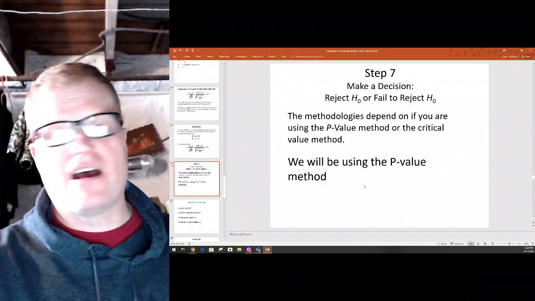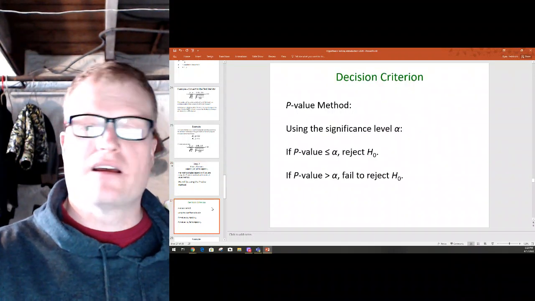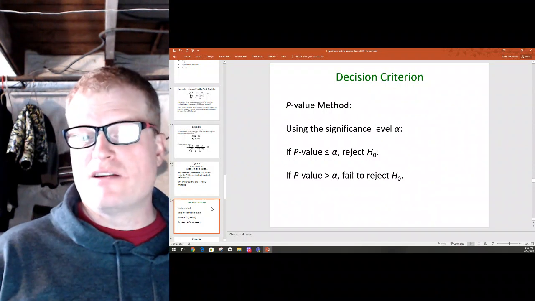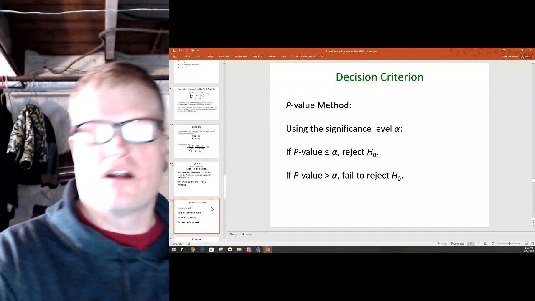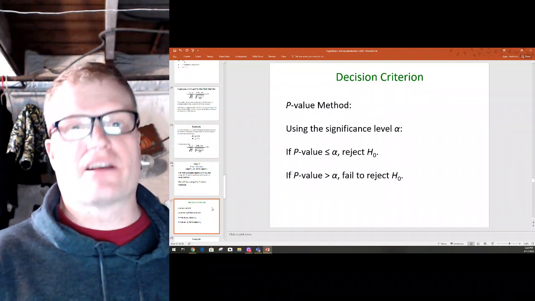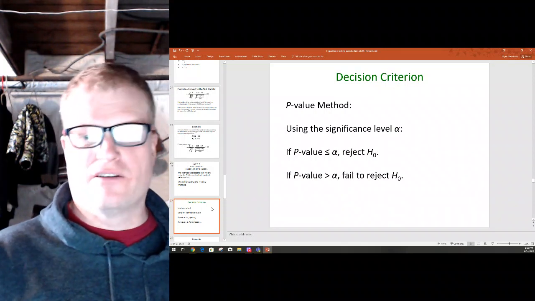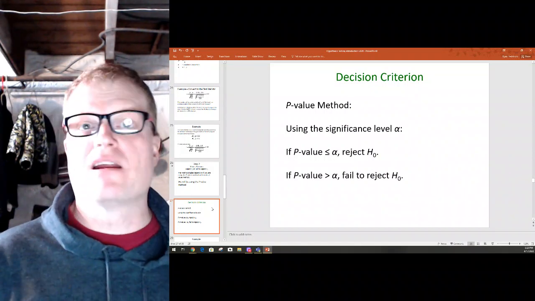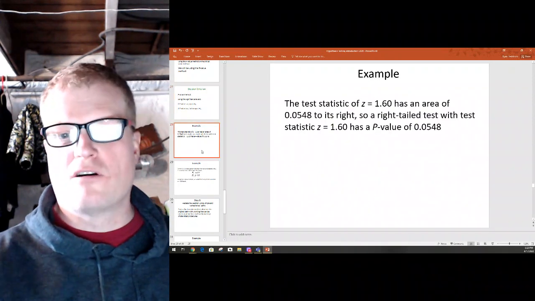But this p-value is going to be a decimal. It's going to be between 0 and 1. And you're going to compare that p-value to your alpha. Now, if your p-value is less than or equal to your alpha, you're going to reject the null. If your p-value is greater than your alpha, you're going to fail to reject the null. Now, in some cases, rejecting or failing to reject, they're both right, depending upon what type of test you're doing.